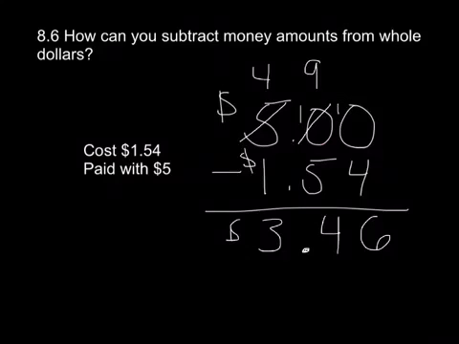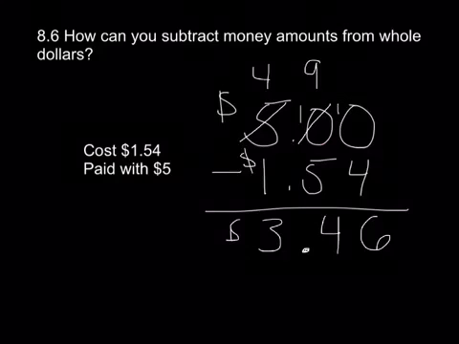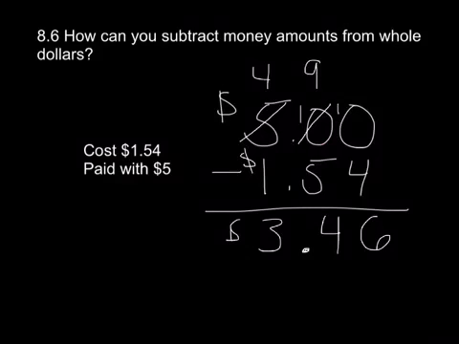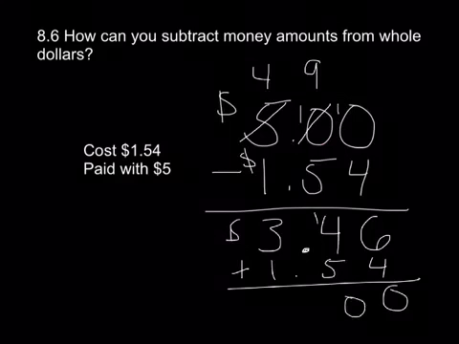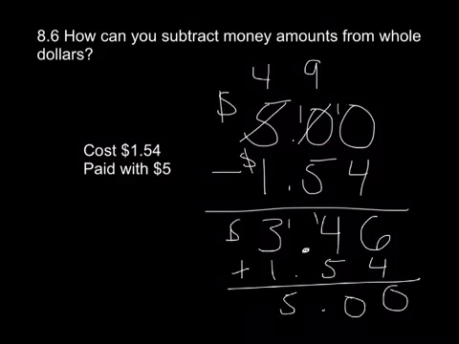So I started out with $5. I bought something for $1.54. So I subtracted that amount because I had to pay for it. And then my change is $3.46. That's how much I have left. And as always, you can check it with inverse operations to make sure everything works out. And it does.